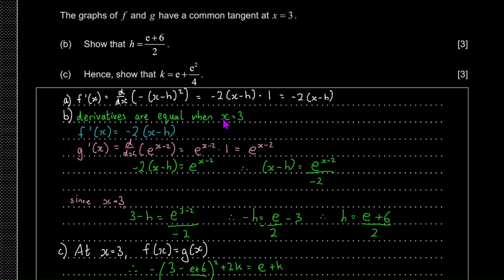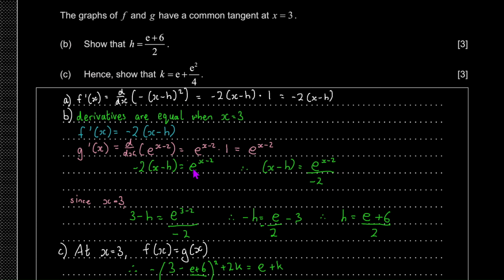Since the derivatives are equal when x equals 3, because of this case where they have a common tangent, that will mean that minus 2 times (x minus h) is equal to e power (x minus 2). Then what we're going to do is we're going to divide both sides by minus 2. That way we're going to get rid of the coefficient on (x minus h), and then we're going to have e power (x minus 2) over minus 2.